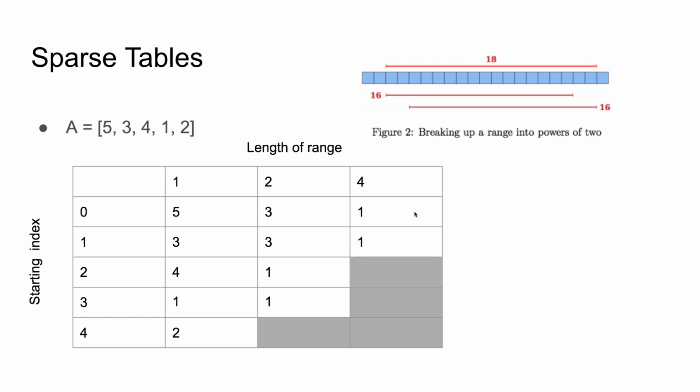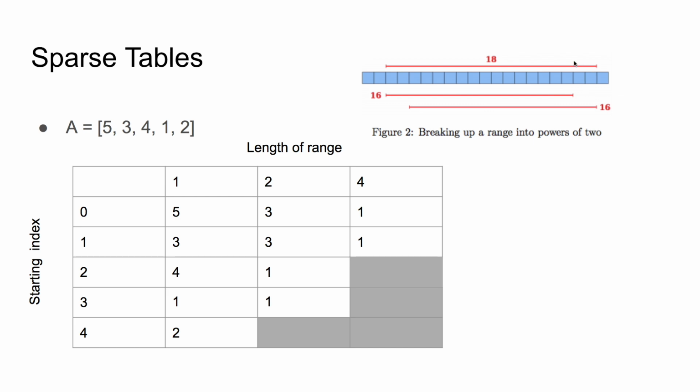Other than that, the major difference between the two is going to be the query. If we're trying to do a query from index i to index j, then we're going to try to find a number k such that 2 to the power of k is less than or equal to j minus i plus 1. Basically, we're trying to find the nearest power such that 2 of them will cover the entire range.